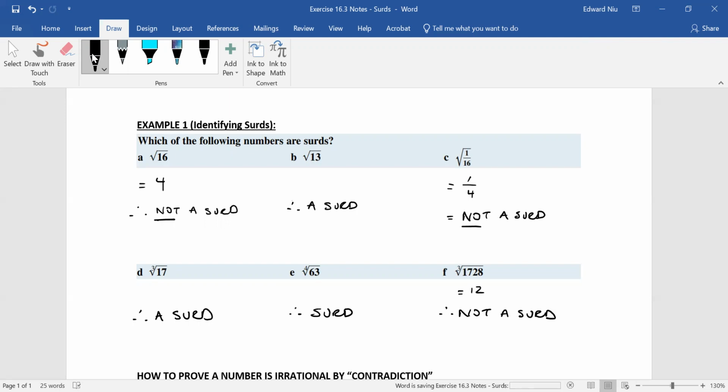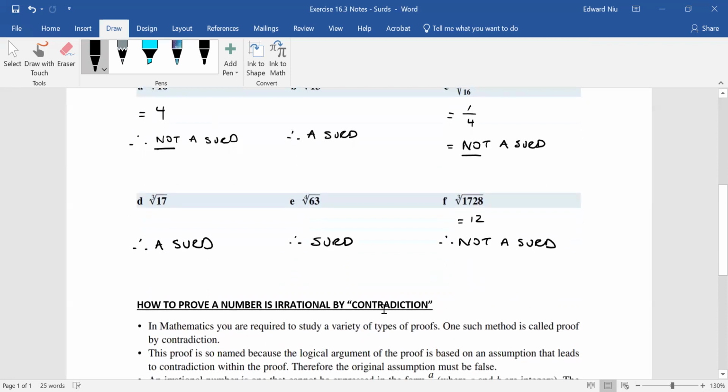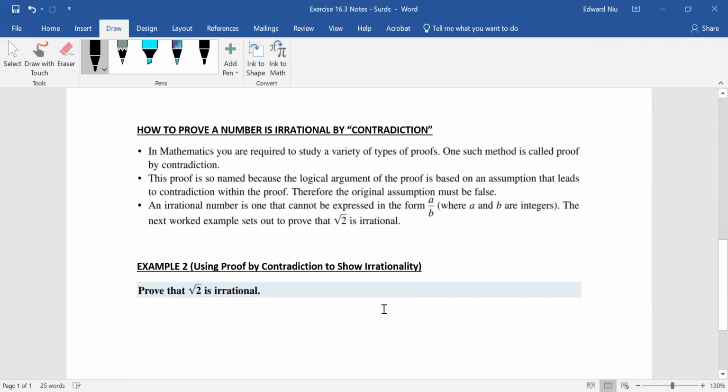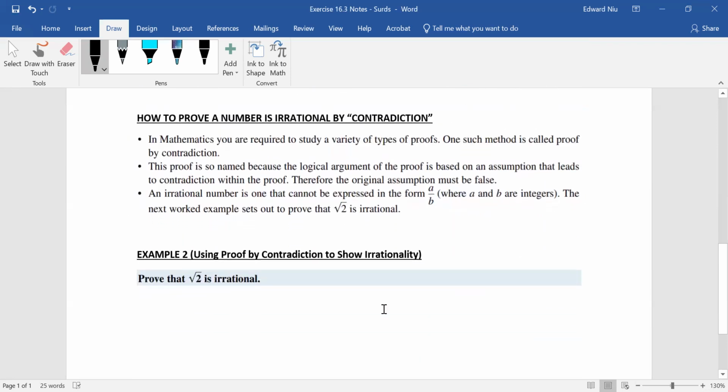So anything that's an integer or a number with a recurring decimal place or a fixed decimal place, they are not surds. Anything with continuous and non-recurring decimal places, they are a surd. So the next part is, how do we prove a number is irrational by contradiction? If you didn't have a calculator, how are you meant to go about figuring out whether or not a number is a surd or not?